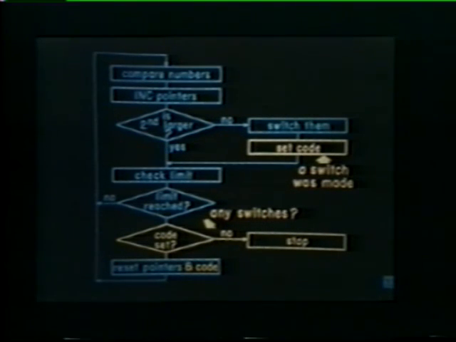This, then, is the complete flow diagram for a program that will place random numbers in proper sequential order.